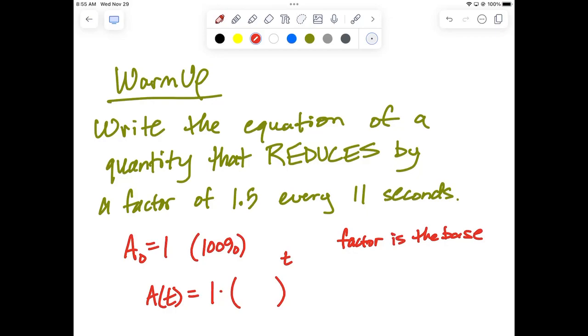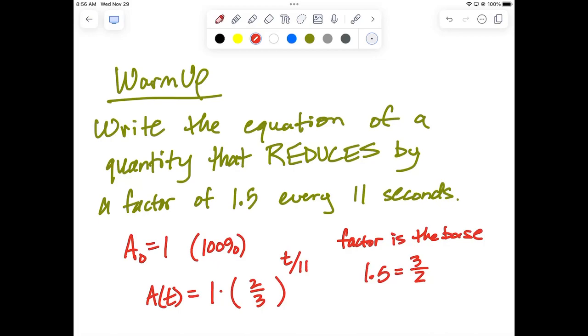So the question is 1.5 as a decimal is what? Or as a fraction? 3 over 2. Now, do we want to put 3 over 2 as our base? No, because that would be growth, wouldn't it? So instead of 3 over 2, what do? 2 over 3. There you go. If it reduces by a factor of 1.5 every 11 seconds, then the base is 2/3. And what would the exponent be if we're measuring t in seconds? Would it be 11 times t or t divided by 11? T divided by 11. Yeah.